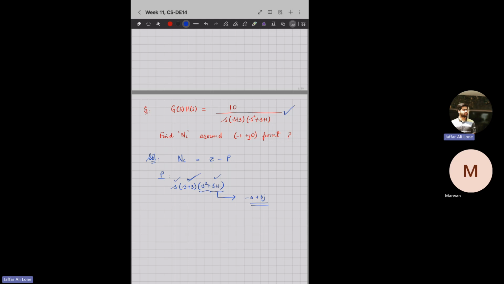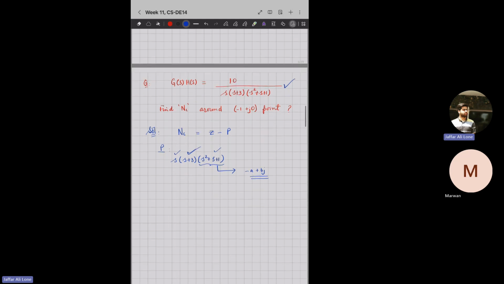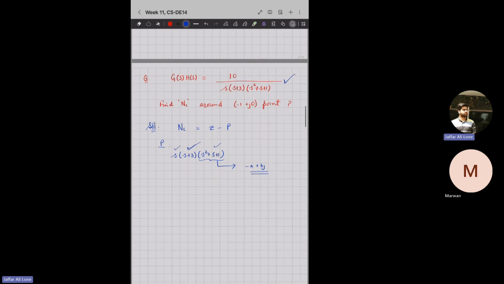Basically, all the poles are in the left half plane. There is no pole in the right half plane, so no open loop pole is in the right half plane. If you carefully solve this equation, it means my P is equal to 0. That's not a big deal. It's very simple. You can directly solve it.